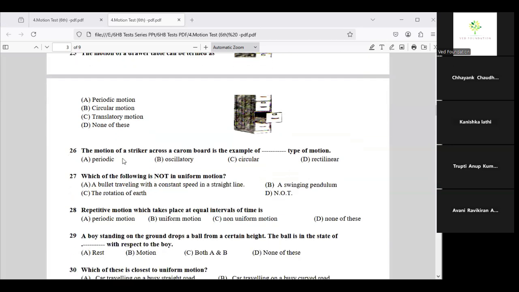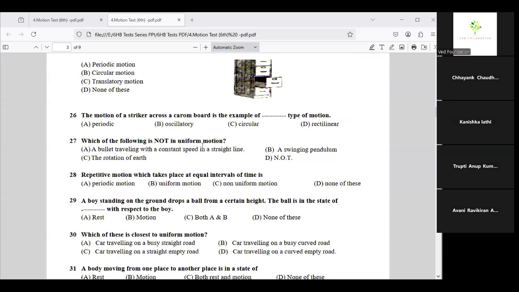26. The motion of a striker across a carom board is an example of dash type of motion. So the striker moves in a straight line. So its motion is rectilinear motion. Option D is correct. 27. Which of the following is not in uniform motion? Options are: bullet traveling with a constant speed in a straight line, which is uniform motion; a swinging pendulum; the rotation of earth; and none of these. And the correct answer is swinging of pendulum. It is not uniform motion.